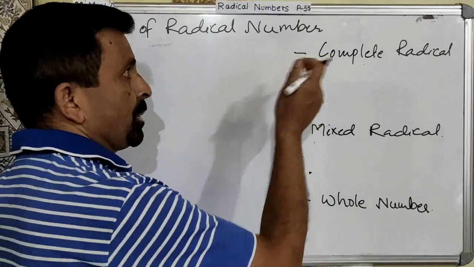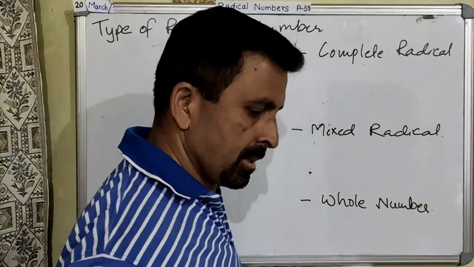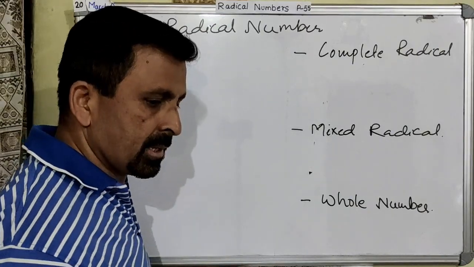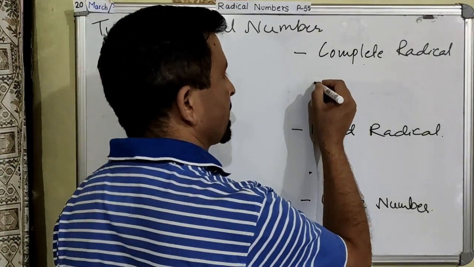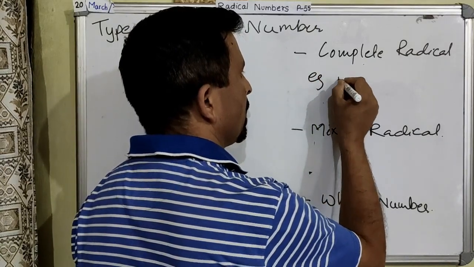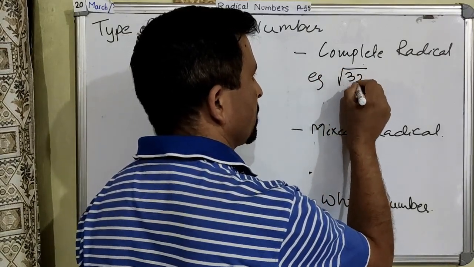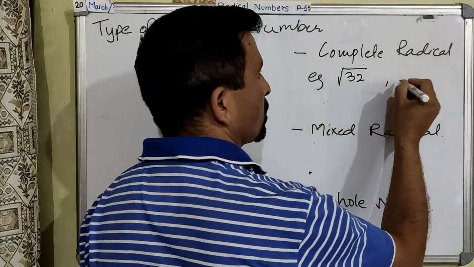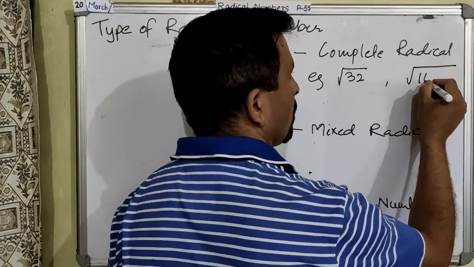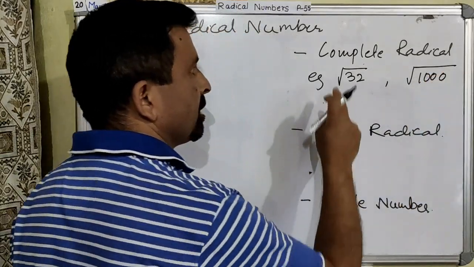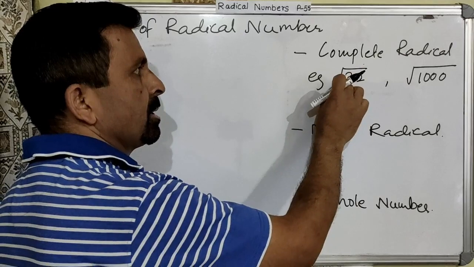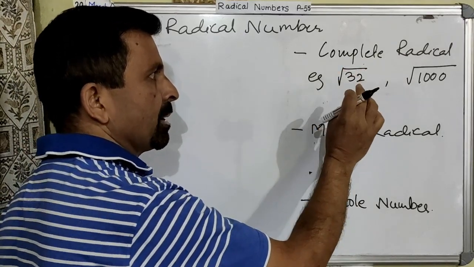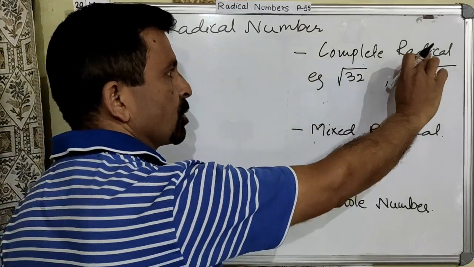Okay? Now, complete radical means what? A number with just a root sign. Example, root of 32. Right? This is a complete radical number. Or root of 1000. Right? This is a complete radical because you have just a radical sign with a number. That's it. Therefore, this is said to be complete radical.